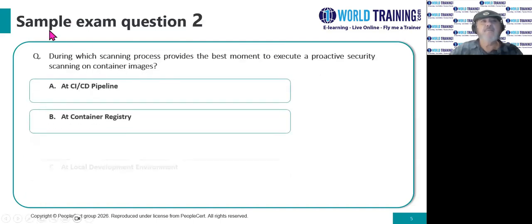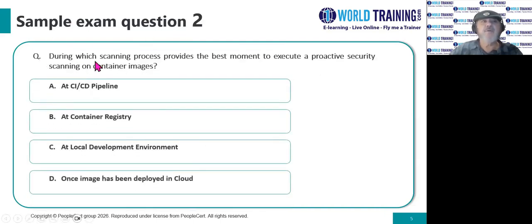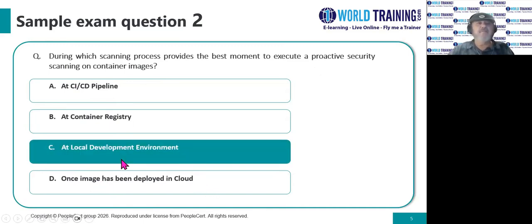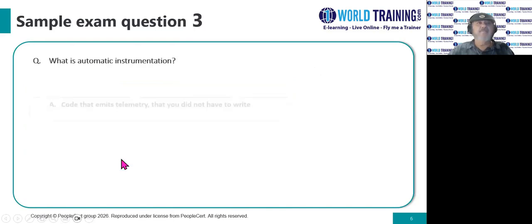Okay, sample exam question 2. During which scanning process provides the best moment to execute a proactive security scanning on container images? So the earliest point would be not the CI/CD pipeline or when the registry is marked, but local development, that makes sense. C, once the image has been deployed, that's already late. So C is the best answer at local development.